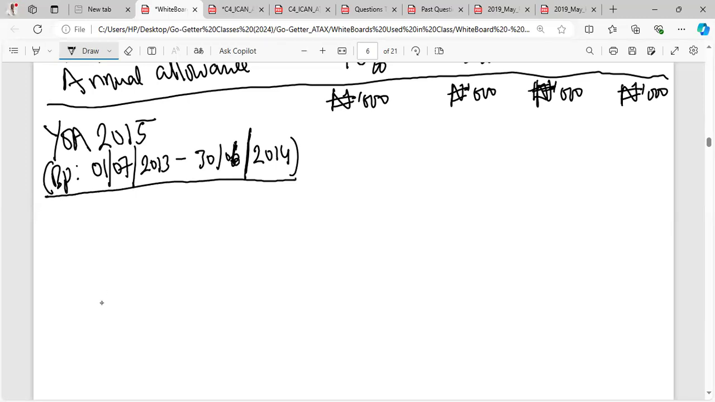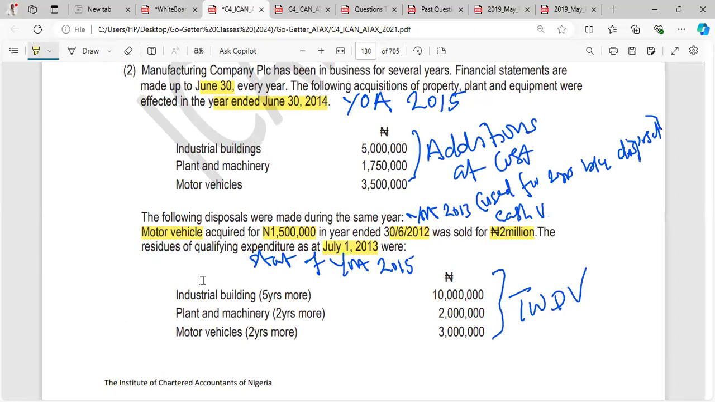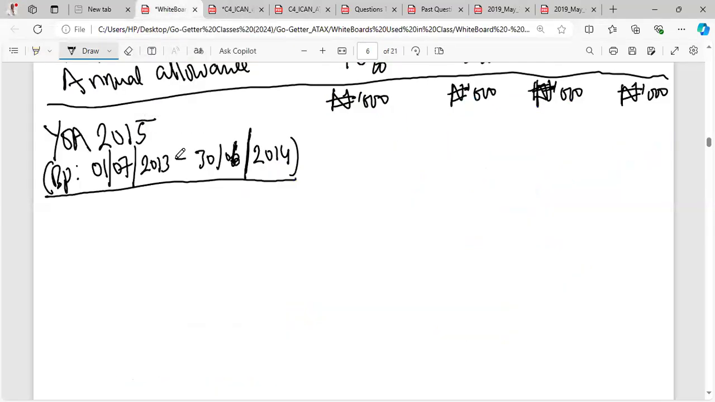We are told that we got residues. We call it the residues of capital allowance as at 1st of July 2013, which I say is the start of the year of assessment. We say buildings, industrial buildings. So we'll start with tax written down value brought forward. That's the brought forward figure we are going to be putting now.